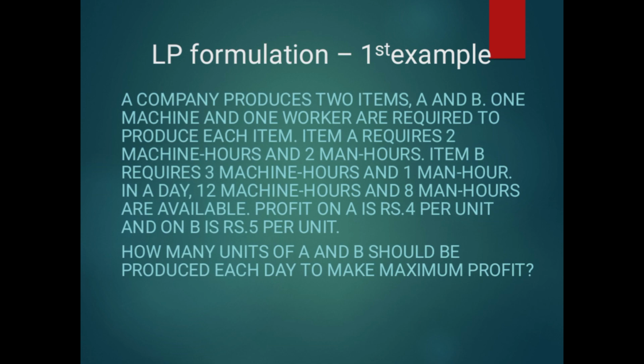LP formulation. The formulation of LPP, on a simple example: a company produces two items A and B. One machine and one worker are required to produce each item. Item A requires 2 machine hours and 2 man hours. Item B requires 3 machine hours and 1 man hour. In a day, 12 machine hours and 8 man hours are available. Profit on A is rupees 4 per unit and on B is rupees 5 per unit. The question is how many units of A and B should be produced each day to make maximum profit.